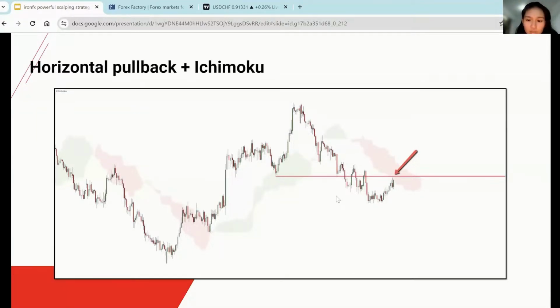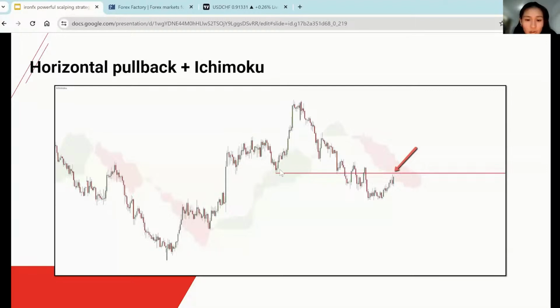We see the swing low, prices break below the swing low, thus becoming a pullback resistance, and then once it reaches this pullback level, it then becomes a resistance level. Okay, and it's also bouncing off of the Ichimoku cloud as well.